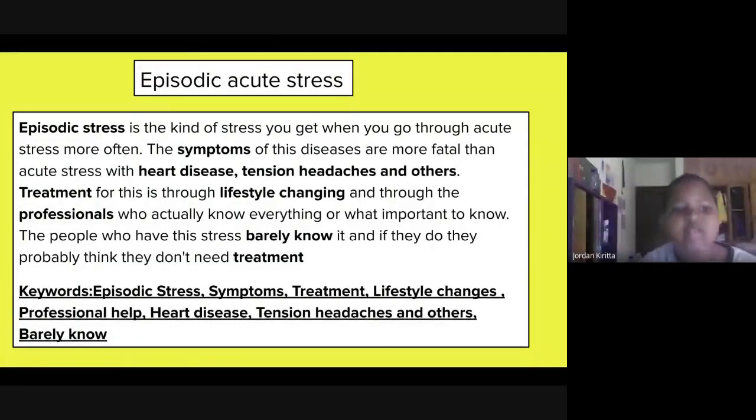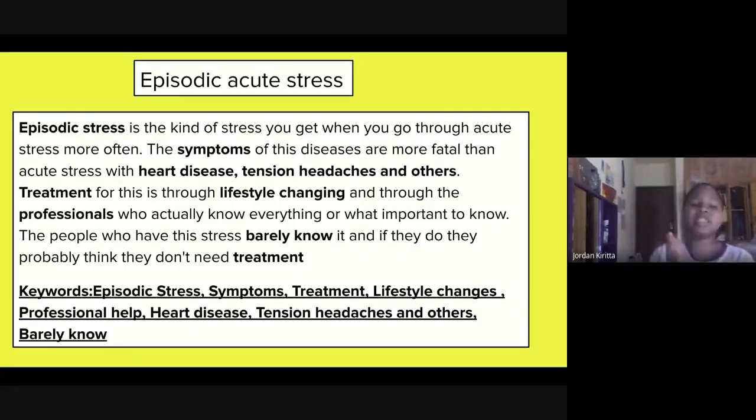Episodic acute stress. Episodic stress is the kind of stress you get when you're going through acute stress more often. The symptoms of this stress are more fatal than acute stress, with heart disease, tension, and headaches. Other treatments for this are lifestyle changes and professionals who actually know everything about it, which is important to know. The people who have this stress barely know it, and if they do, they probably don't think they need treatment.